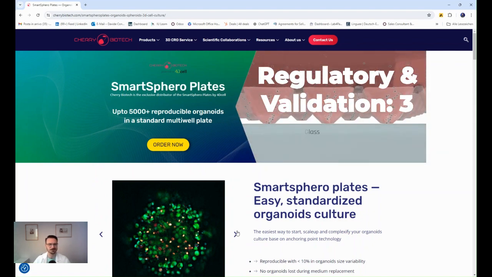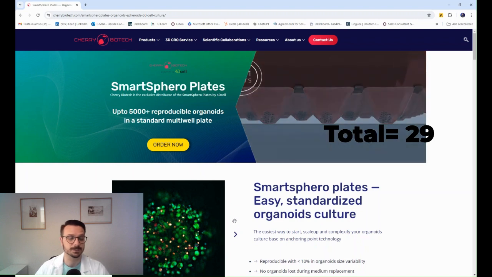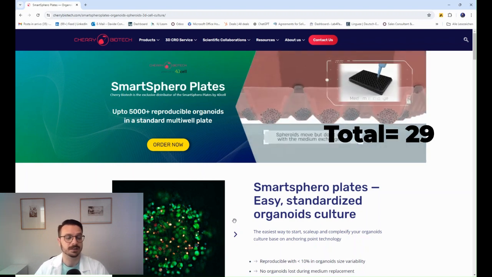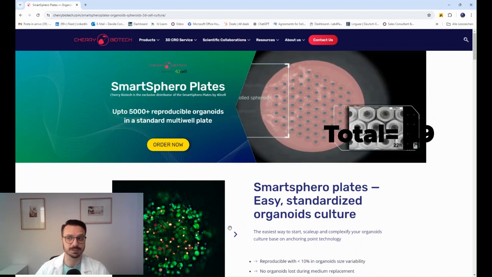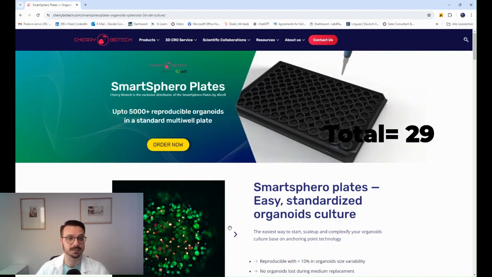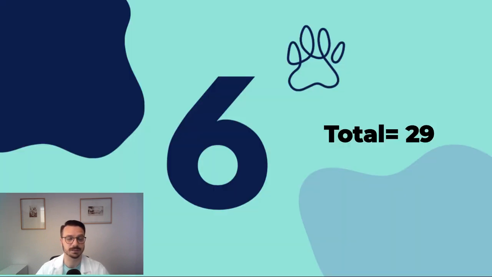So what's the conclusion? For Cherry Biotech, we will give them a total score of 29. And for this, they are at place 6 in our ranking. So let's go for the next one.